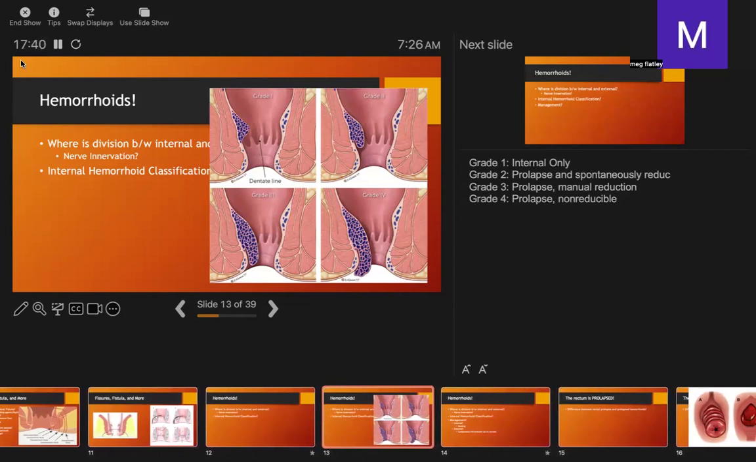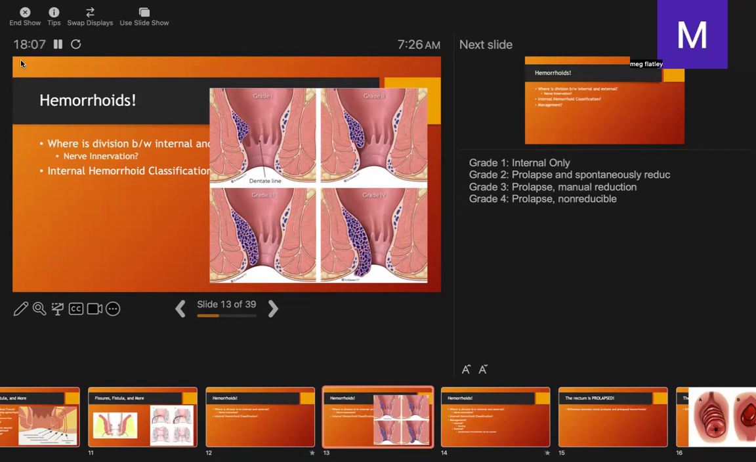What is grade 1? Because they might not show you this picture. They may show you a picture of butts. They often like to show pictures of butts on that site, and you'll get these crazy photos of butts, which I always chuckle at every time they come up. But how are they going to describe a grade 1? Yeah, it's internal only. There's no prolapse, okay?